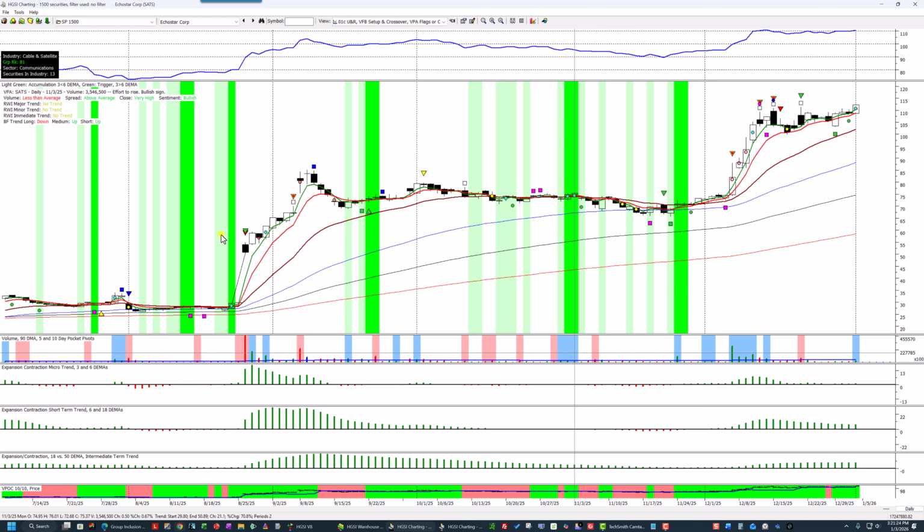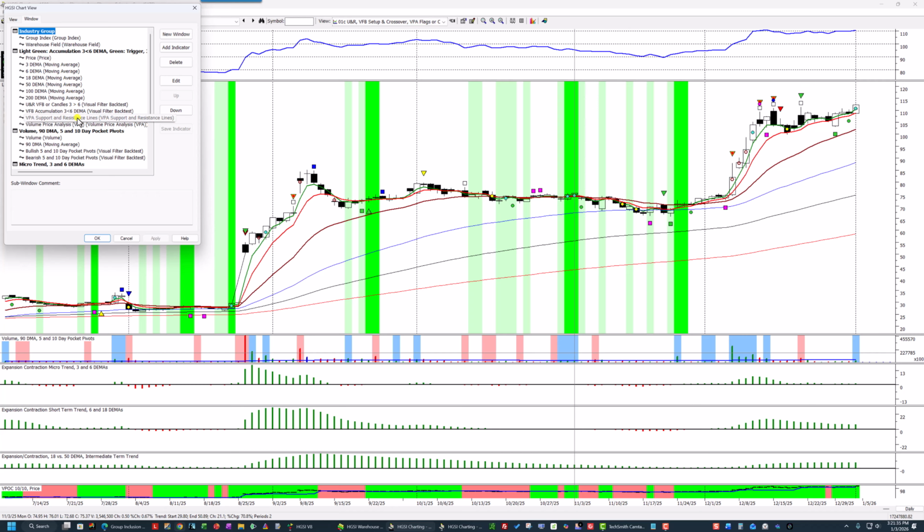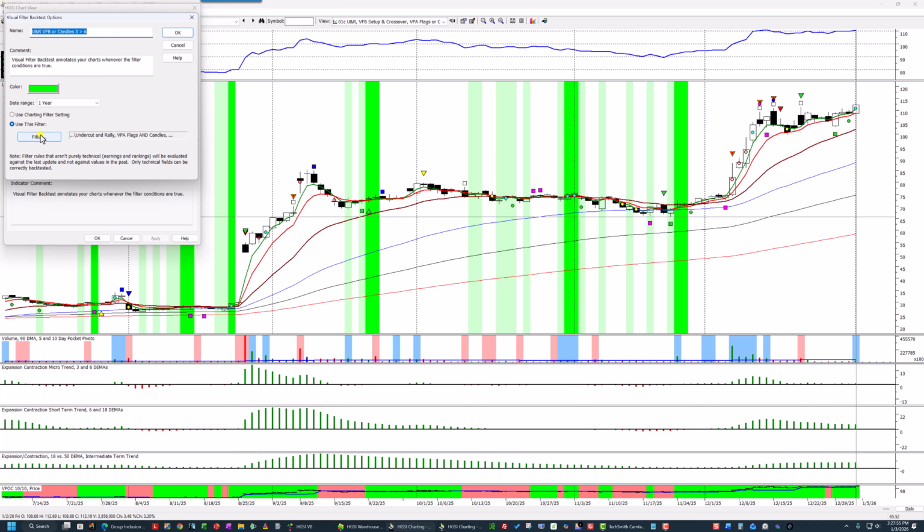Now you may wonder, the dark green bars are the 3-6 crossovers, and the other green bars are signs of accumulation. I'm going to open this, and I'm going to click on VFB accumulation. The 3 is below the 6. This one here represents the dark green, or the crossovers. Well, let's look at this filter.